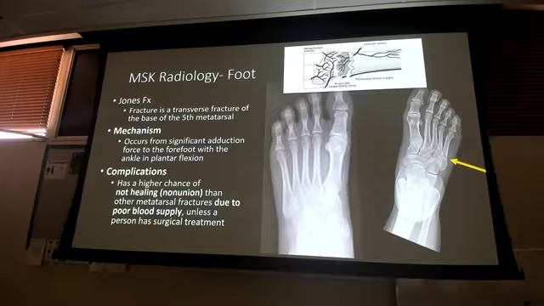Why is this so important? Take a look at the blood supply. Very similar to the scaphoid and the femoral head, to where we could end up with avascular necrosis, but the majority of these Jones fractures are surgical in nature. They're going to have to put a screw in there, make sure it comes back together. Very high chance of a non-union because of that poor blood supply. So this one's an ortho or a podiatrist call when you do see this. Just know the Jones fracture is a transverse fracture of the base of the fifth metatarsal.